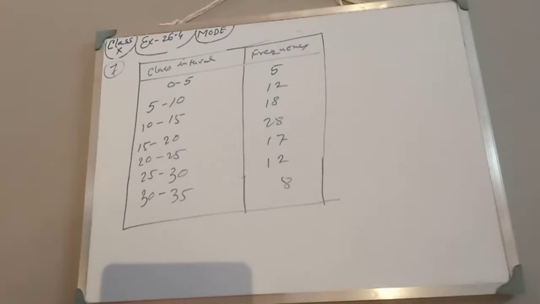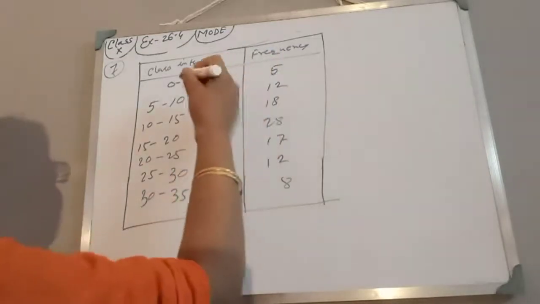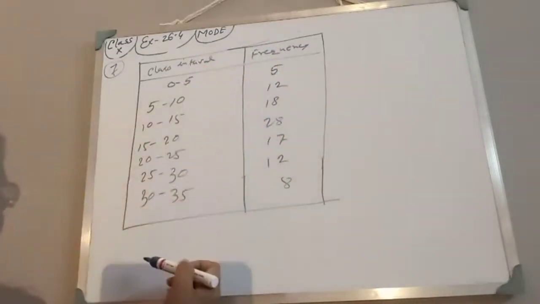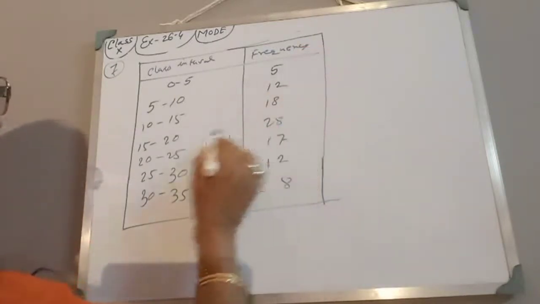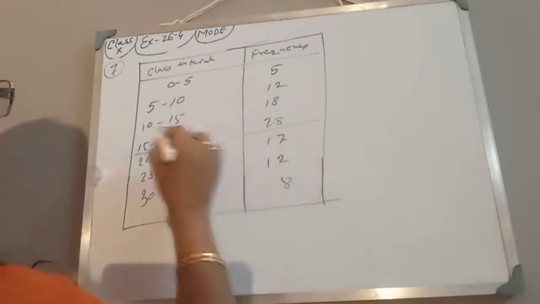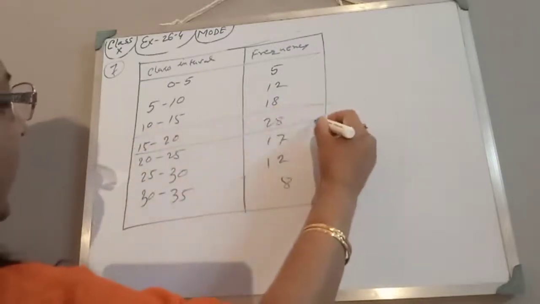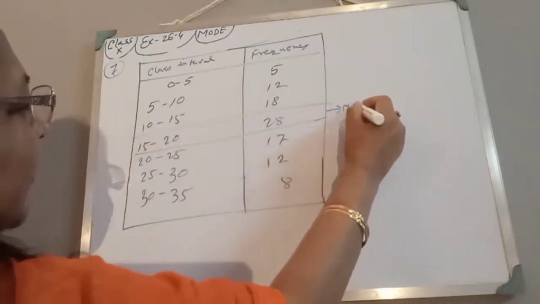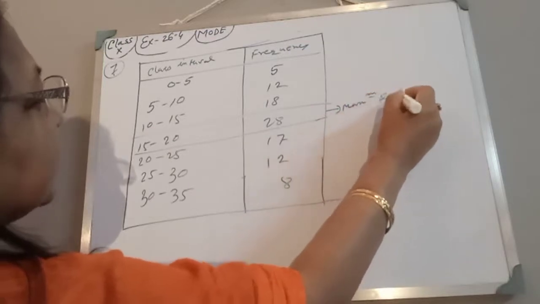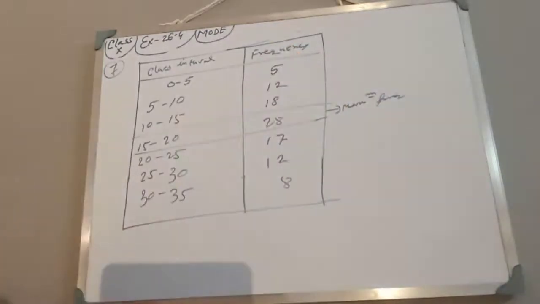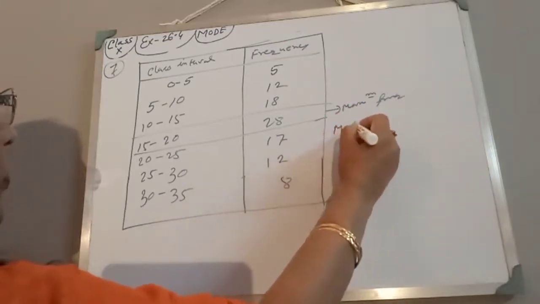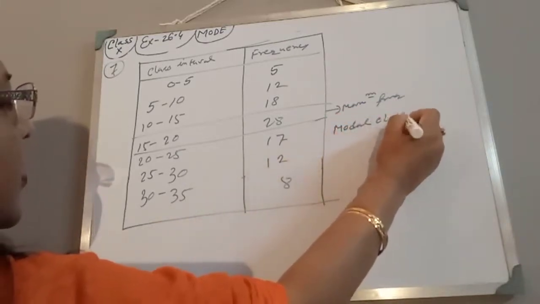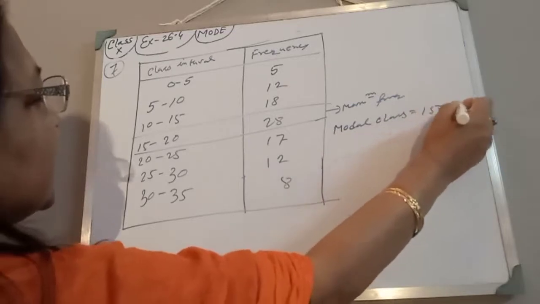Okay. Now among these, same thing here also, class length is the same, so no need to change it. Now here 28 is the highest frequency. 28 shows the highest frequency. This is the maximum frequency among all these frequencies. So the modal class is 15 to 20.